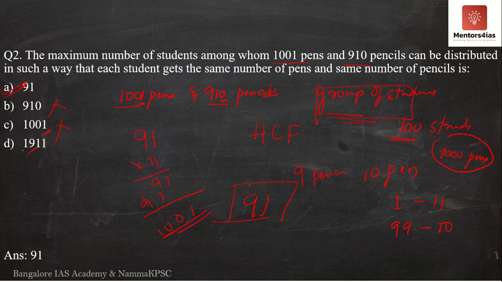So, if I divide 1001 pens among 91 students, every student will get how many pens? 11 pens. So, it is equally distributed among all students. Similarly, if I distribute pencils, every student will get 10 pencils. It is equally distributed among all students. Therefore, the correct answer is 91.